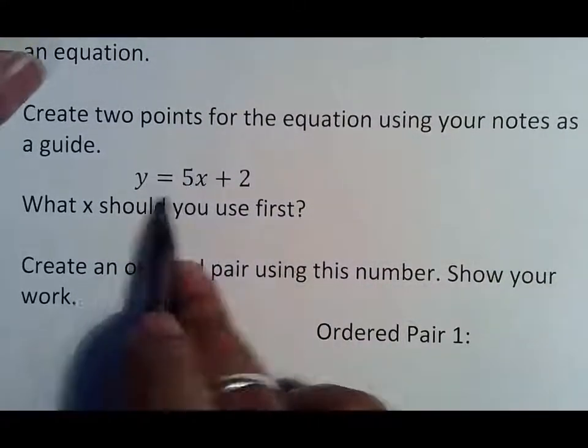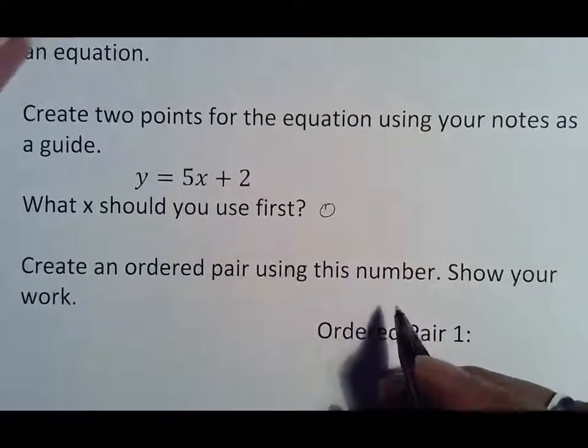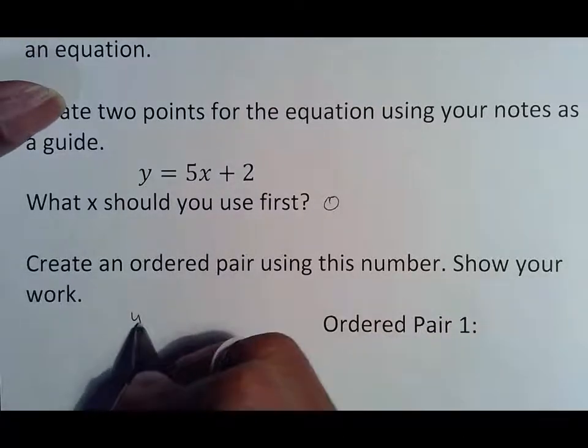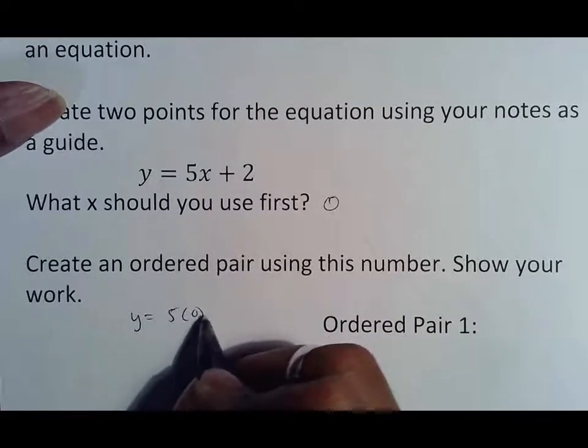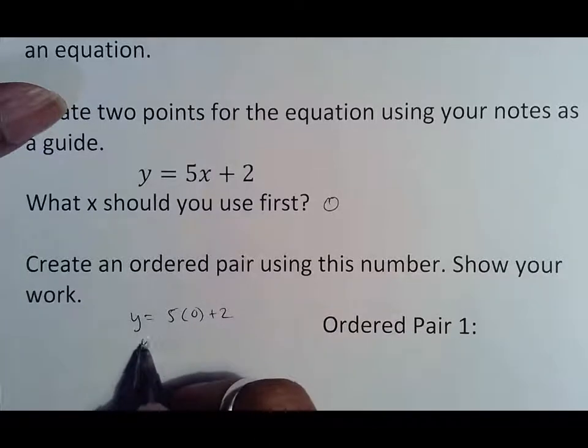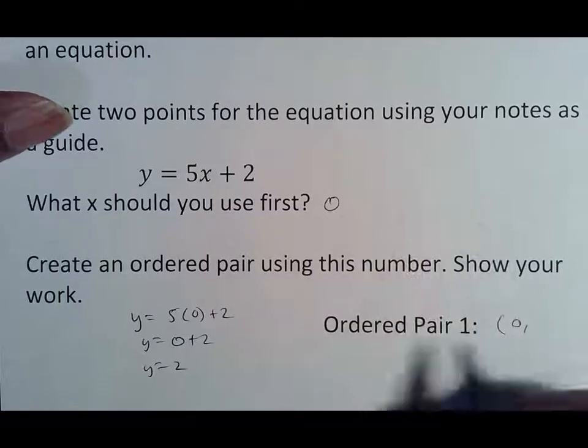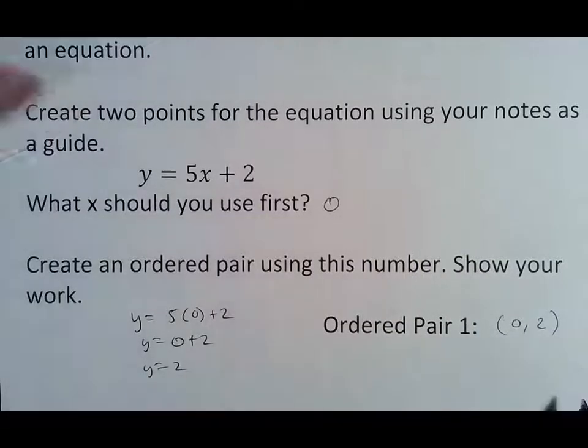Remember that if you have this equation, the first point you want to use is 0. That is not going to change even today. So what we will do is take y equals 5 parentheses 0 plus 2. We will then turn that into 0 plus 2, which is 2. And again, our ordered pair, which you will have to list today, is 0, 2.